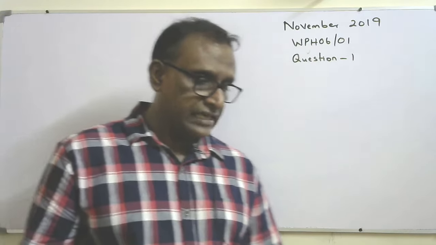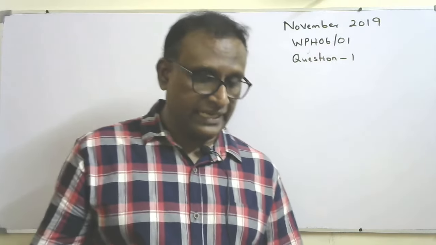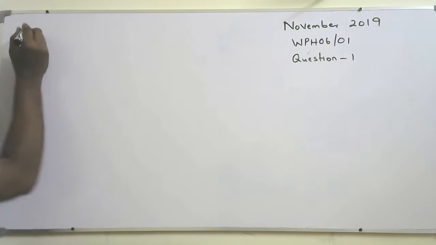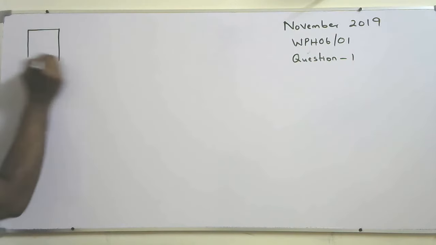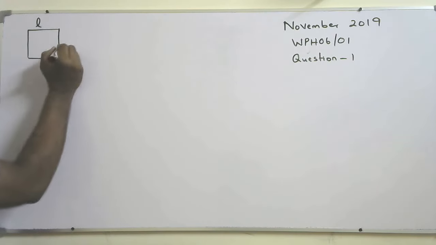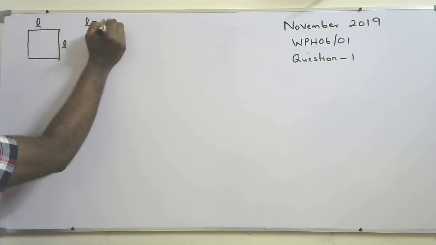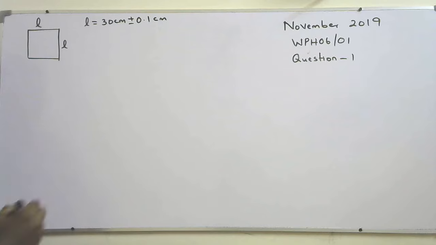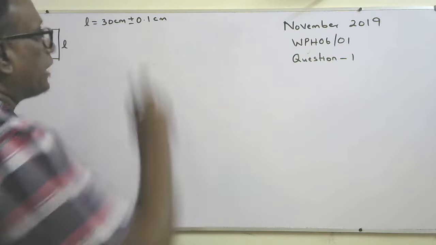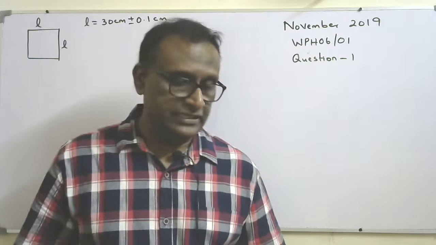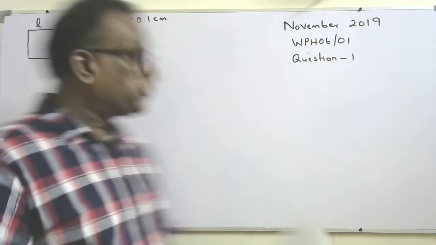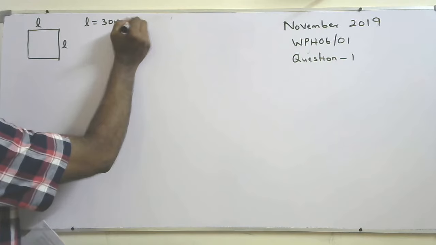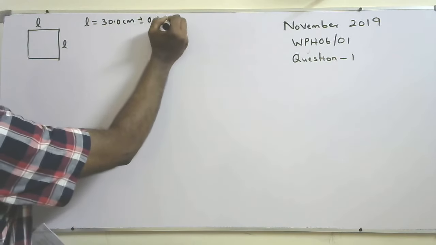The length of each side of the sheet was 30 plus or minus 0.1 centimeter. So the length of each side is the same, this also the same. L is equal to 30 centimeter plus or minus 0.1 centimeter. It's given in the paper, so the answer is 0.1 centimeter. How they measured it, they didn't say. Okay, so they are saying 30.0 plus or minus 0.1 centimeter.